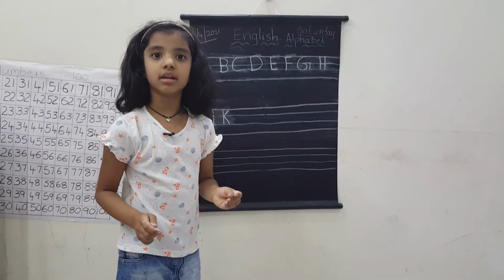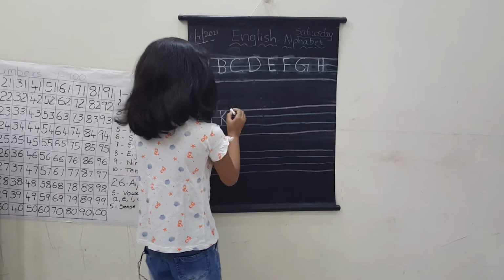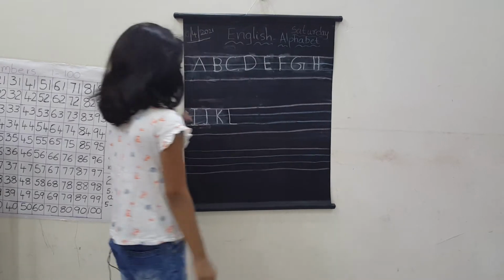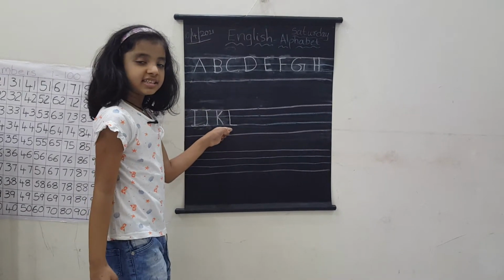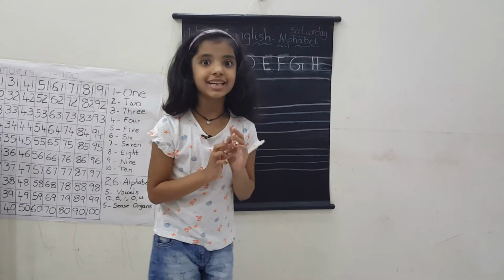Now we are going to write L. Lion. Now we are going to write L here. This is L.